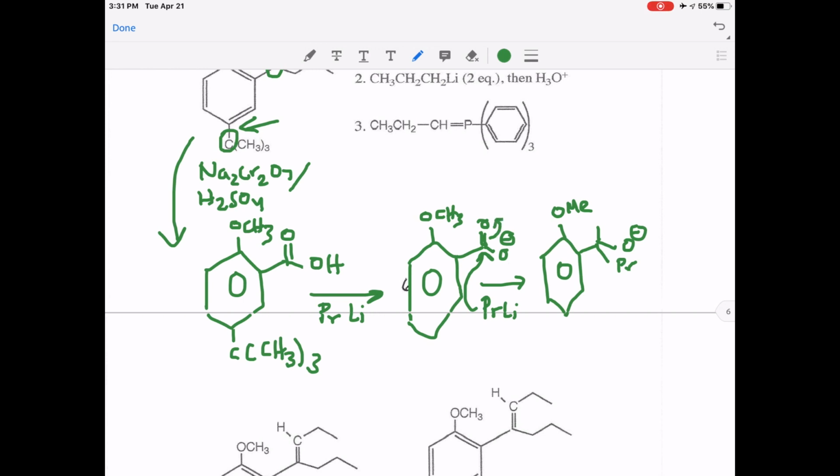And a pair of electrons from the pi bond actually go up to the oxygen atom. And so now we've added our two equivalents, and if we go back to the problem statement, we see that it asks to add an aqueous acidic solution afterwards. So when we do that, knowing that we have these two negatively charged oxygen atoms, adding H3O plus is going to cause both of those oxygens to be protonated.